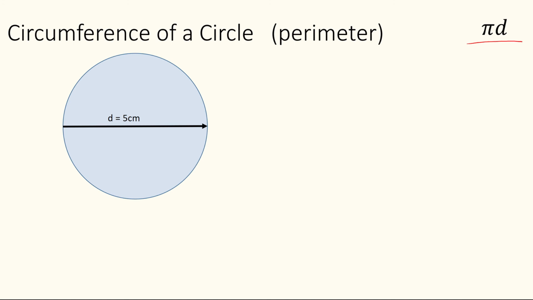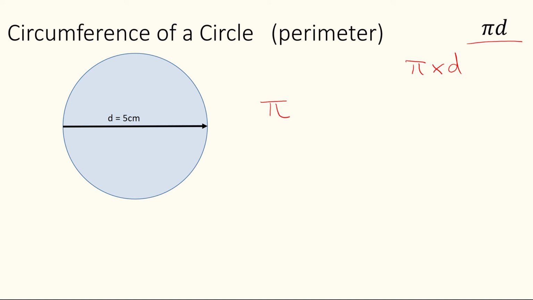Let's calculate circumference. So here's the formula that you would be expected to know. Pi d, or pi times diameter. So on your calculator, we want to find the pi button.